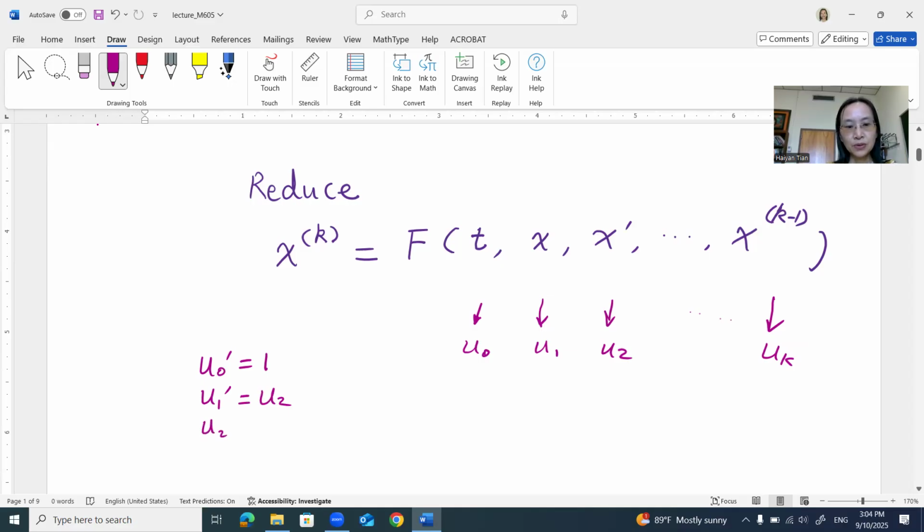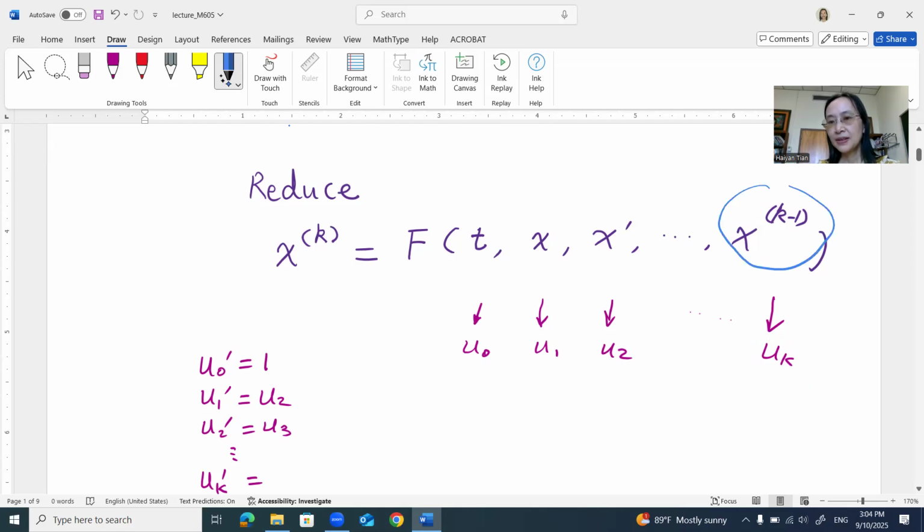u2, derivative will be u3, etc. So we continue in this fashion. We can see uk's derivative, because our uk is the k minus 1 derivative of x. So if you take a derivative of this uk, then you get the kth order derivative of x.